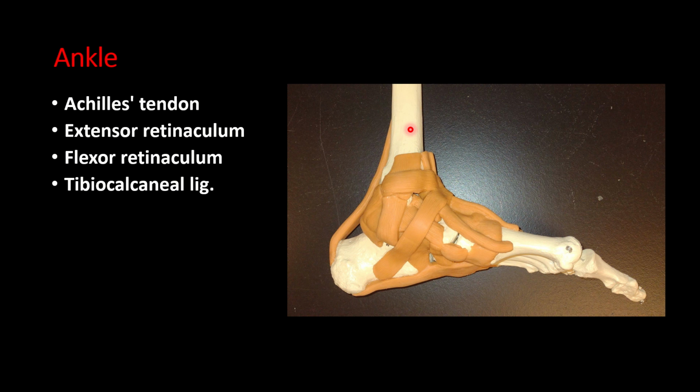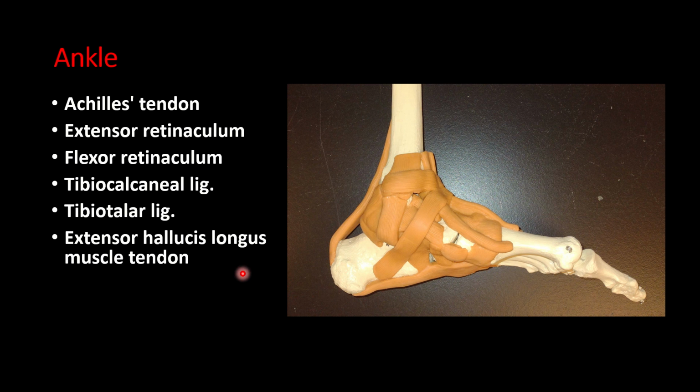And tibiocalcaneal ligament, so tibia, calcaneus, and this one. And this is talus. This is the background, so it's hard to see it, okay? So there's different types of tibiotalar ligaments. So this is one here, and there's also one here, so it's difficult to see it in this view properly. But there's three different ones.